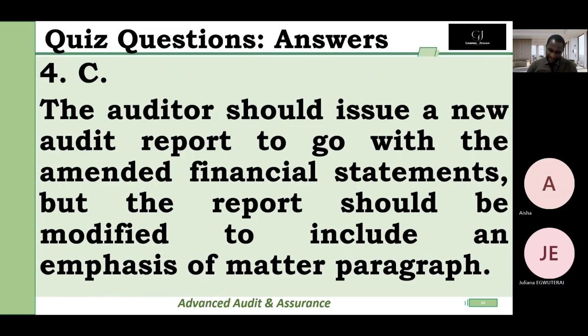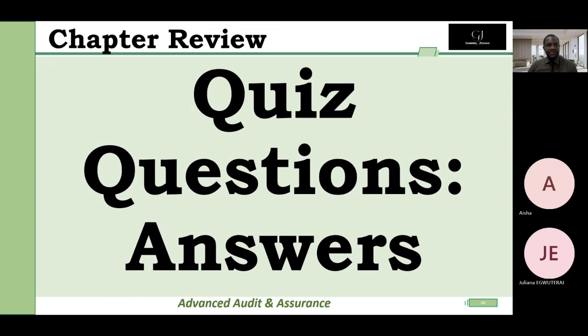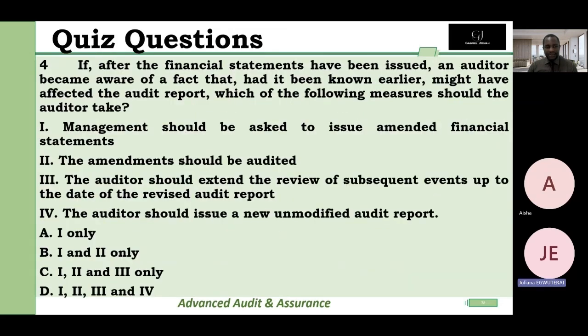C. A got it again, and J gave it away. So C, the answer is the auditor should issue a new audit report to go with amended financial statements, but the report should be modified to include the emphasis of matter paragraphs. Yes, we said that. Did you discuss emphasis of matter paragraph today? No, we spoke about it, but we'll talk about it in another chapter. We didn't discuss it elaborately. We'll be speaking to that in reporting, I think chapter 14.